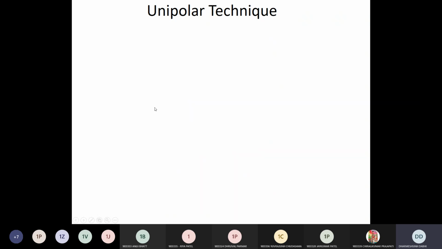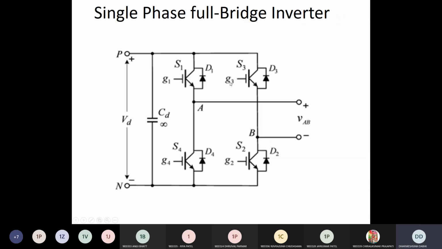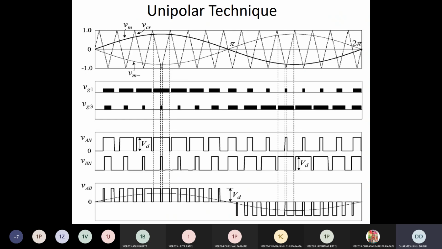So this VG3 is applied to switch number S3. Clear. And exactly complementary of this VG3 is applied to S2. That is called VG2, which is not shown here. So this VG1 is the gate pulse for S1 and this is the gate pulse for switch number S3. Exactly complementary of VG1 is called VG4 and exactly complementary of VG3 is called VG2.